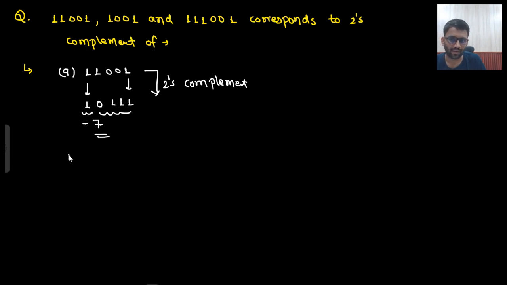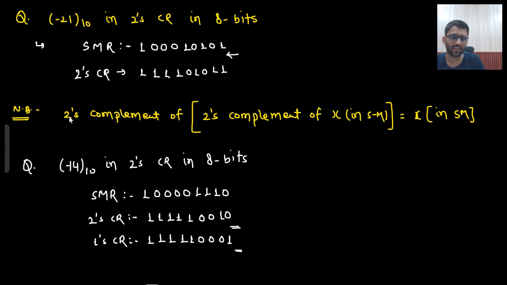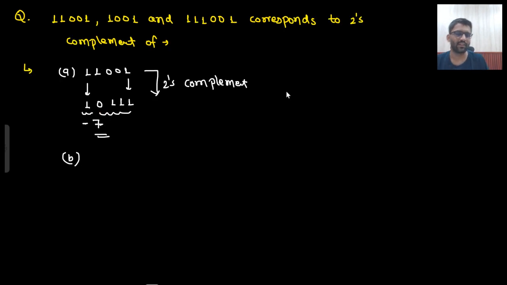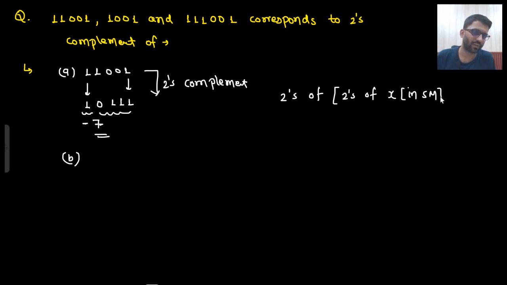Let's see one more problem. This property I am using: 2's complement of 2's complement of x. This number is already a 2's complement. Now I am again taking 2's complement of x, so I will get x in sign magnitude. So this x I got, but in sign magnitude. That means this will show the 1 here, so that is the negative.